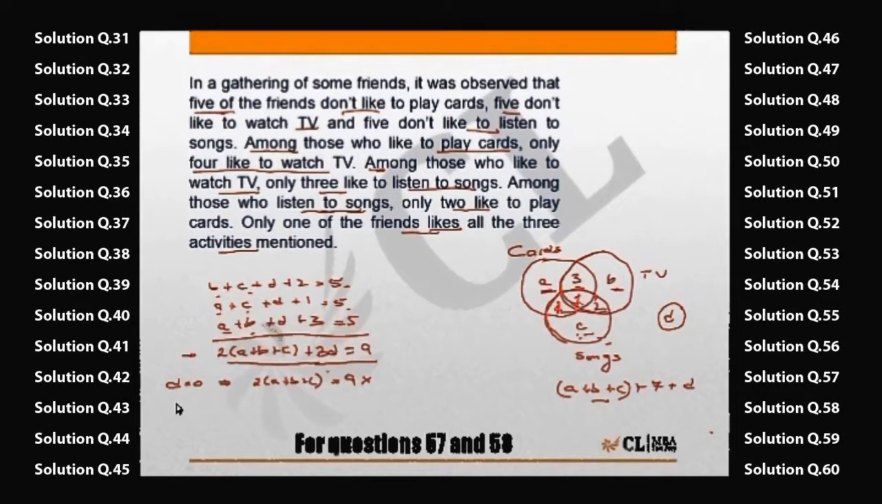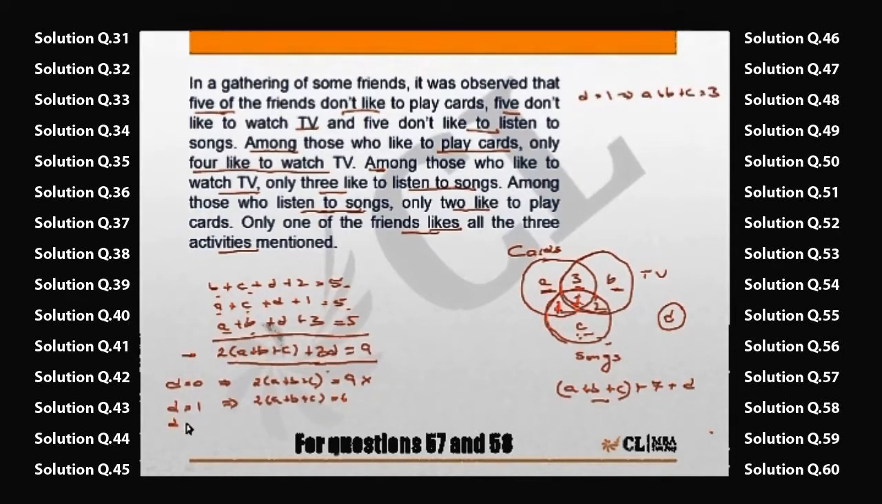What about D equal to 1? If D is equal to 1, this implies 2 into A plus B plus C will be equal to 9 minus 3, 6, which is equal to 6, which implies A plus B plus C is equal to 3. So let me write it down here. D equal to 1 implies A plus B plus C equal to 3.